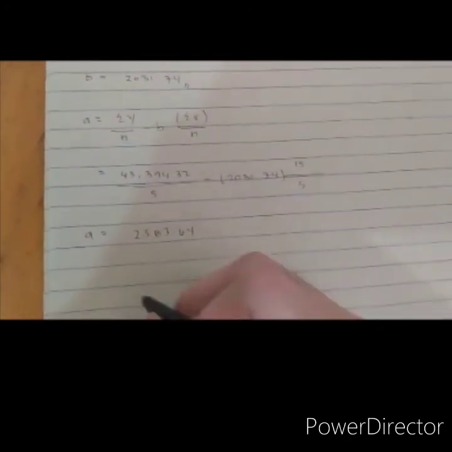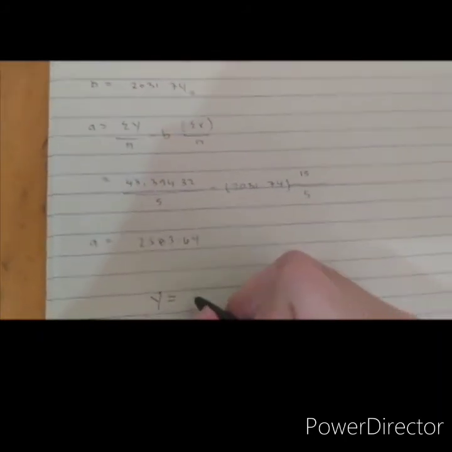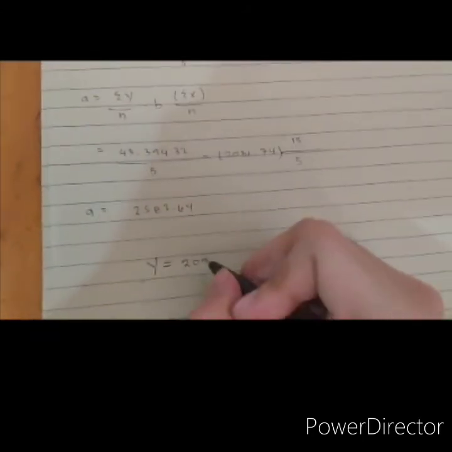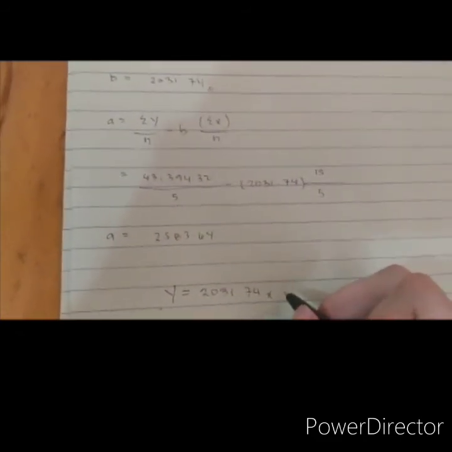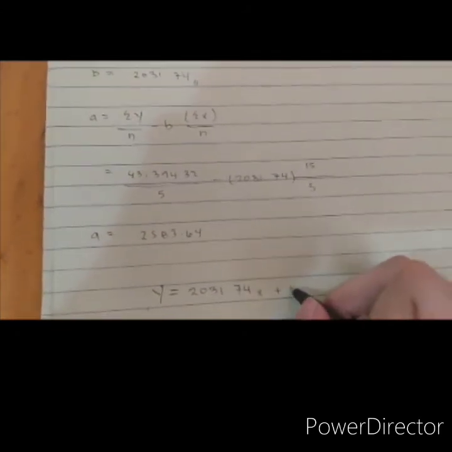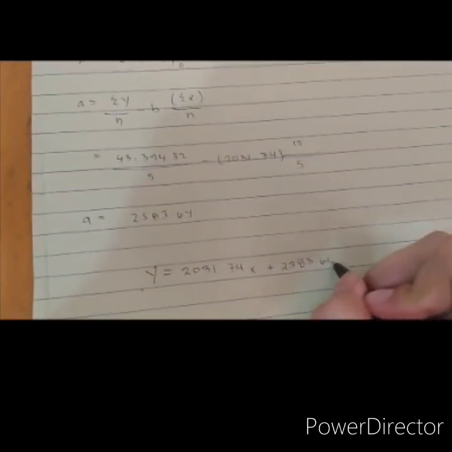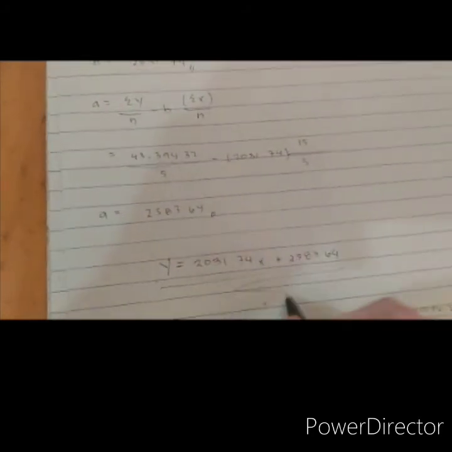2583.64. That's our a. So the linear regression is y is equal to 2031.74x plus 2583.64. This is the answer for a. This is the final answer. That's all. Thank you.